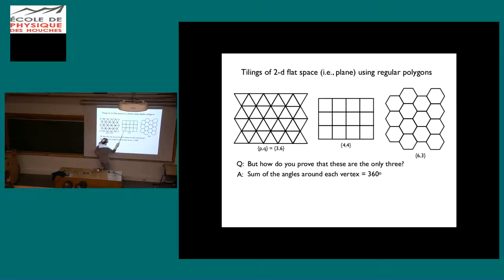Now, what is this angle here? So if you have Q of these P-sided polygons meeting at a vertex, what is the interior angle of a P-sided polygon? Does anybody remember? Not 360 over P.